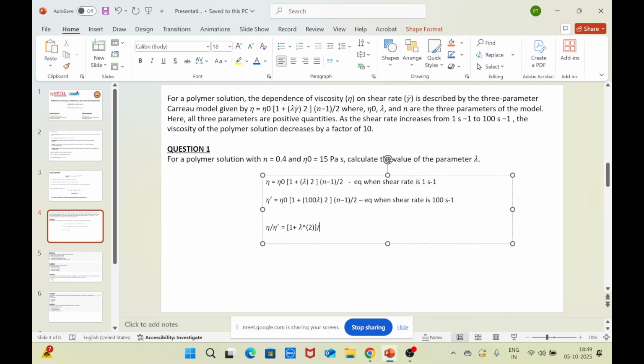by 1 plus, so 100 square will be 10 power 4, the entire whole power (n minus 1) by 2. The n value is 0.4, 0.4 minus 1 is minus 0.6, by 2 is minus 0.3.